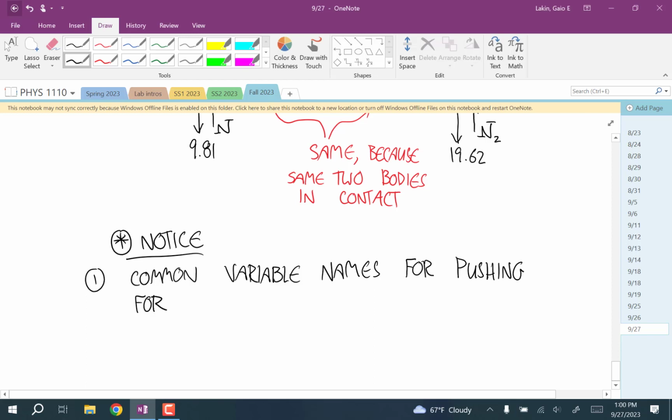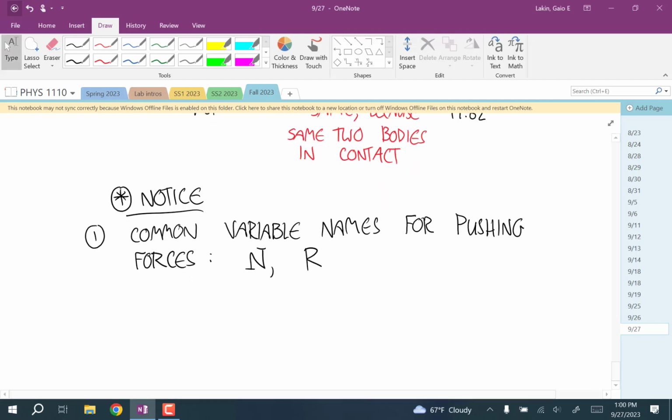For pushing contact forces are capital N and capital R. N stands for normal. And normal means perpendicular, so it's given this name because it's perpendicular to the surface, like I said. And then the capital R stands for reaction.